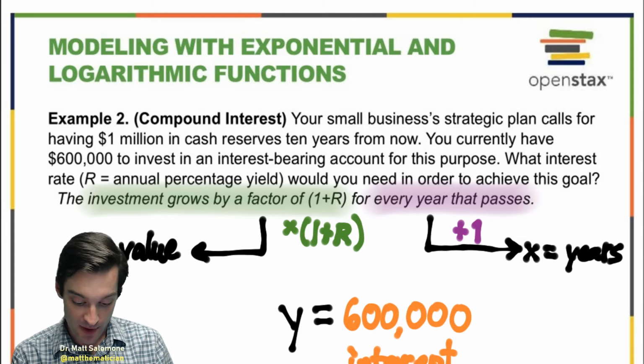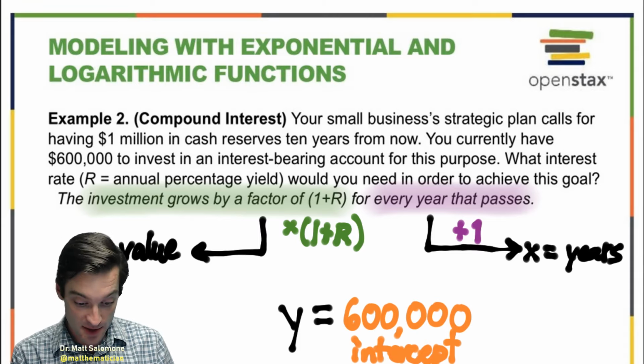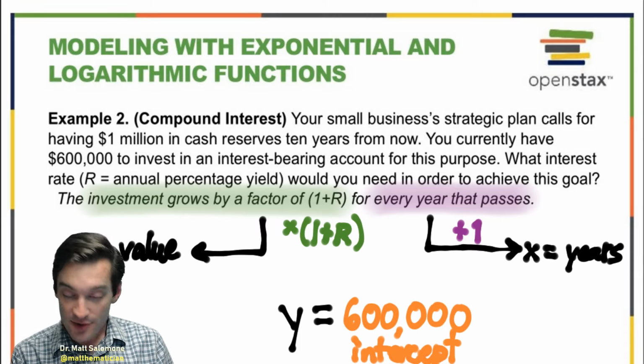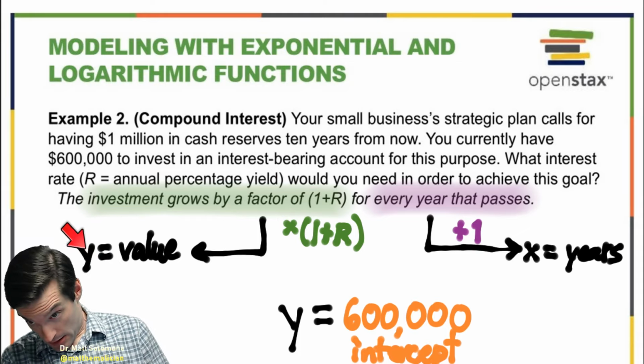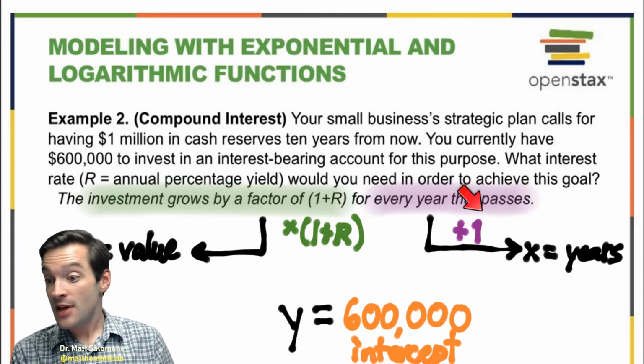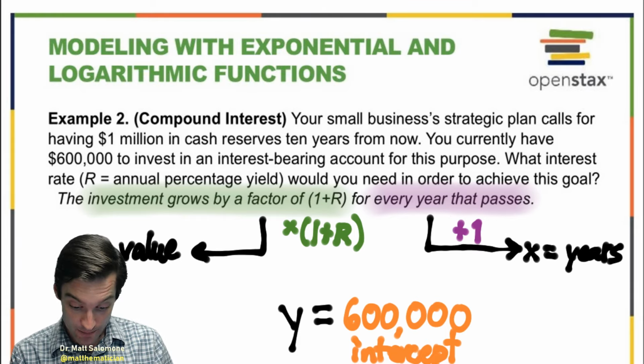Oops, I'm writing off the bottom of the screen here. Let me nudge that up a little bit. So there's my intercept, $600,000. And my base in an exponential equation is the factor by which my output, my y, gets multiplied every time my input, x, is increased by 1. And so that means that my base is 1 plus r.